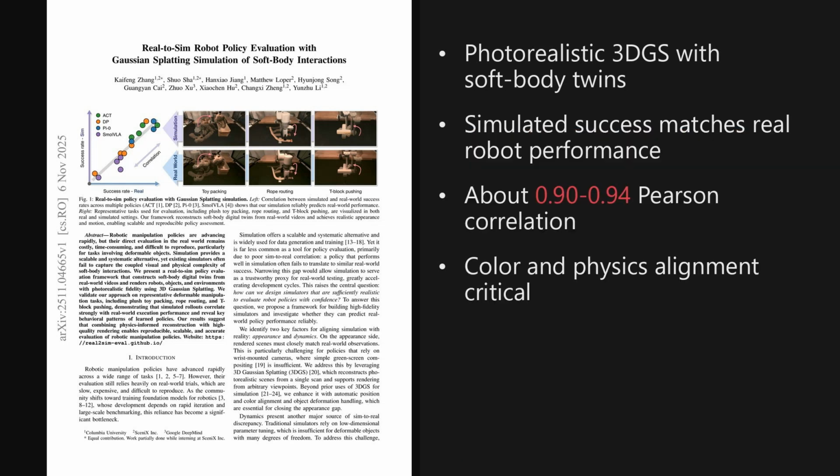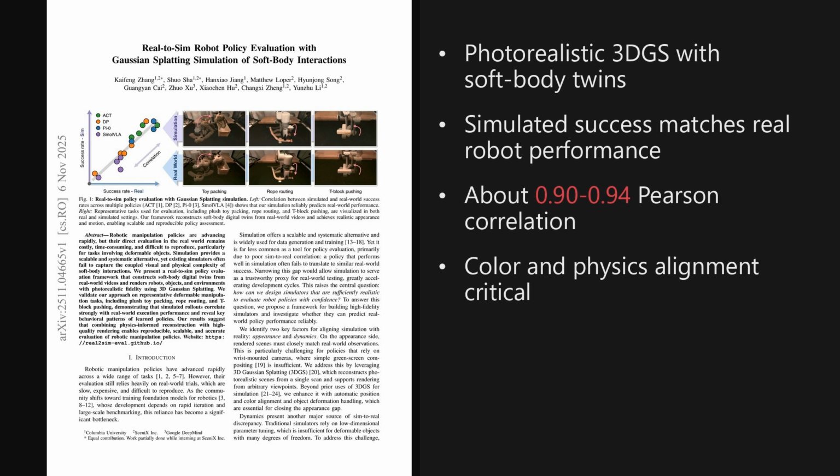I'm Alex. Today we're looking at a paper trending on X published on November 6, 2025, about 3 days ago. This paper shows that a photorealistic simulator built by combining 3D Gaussian splatting with physics-informed soft-body digital twins can predict real robot performance with strong agreement, achieving Pearson R greater than 0.9 across tasks, for example about 0.94 on toy packing, about 0.90 on rope routing, and about 0.92 on push T.